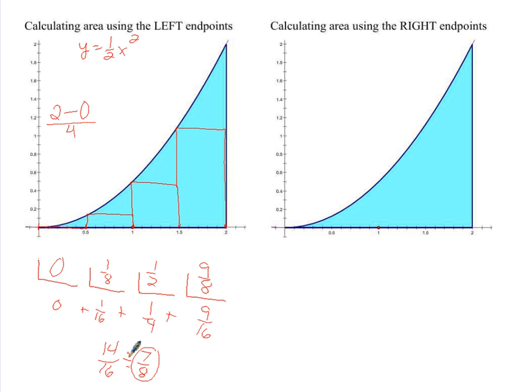Okay, let's do the same thing but using right endpoints this time. So right endpoints means the right side of the rectangle will go up and touch the function. We have the same. Guess we'll do it next time.